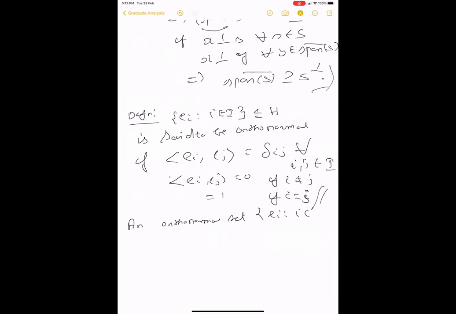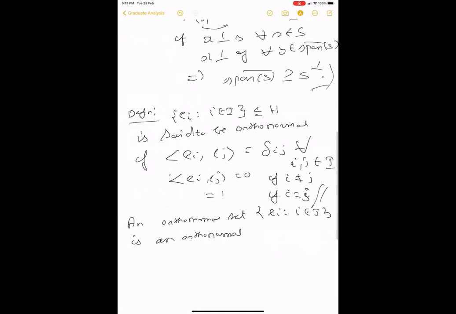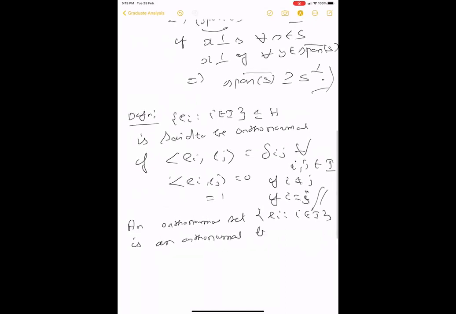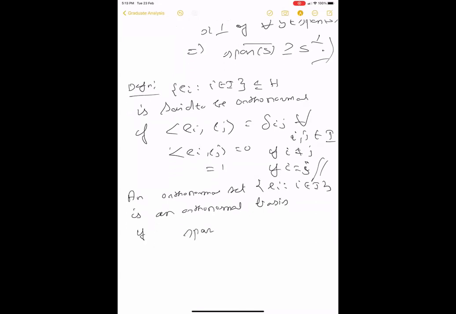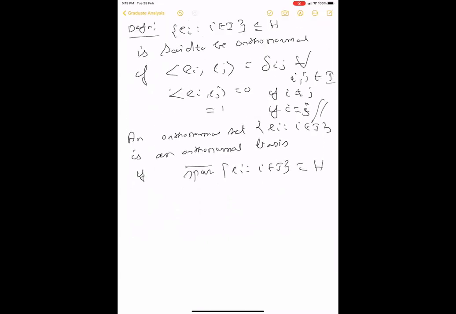A set e_i, i in I, is said to be an orthonormal basis if it is a basis, of course, orthonormal, but it's not the usual vector space basis. This is the Schauder basis. If the span closure of e_i, i in I, equals H. You take the span of all elements. By span, I always mean finite linear combination, so it's a vector space span. And then you take the closure, which has to be H. So this is what is called an orthonormal basis.